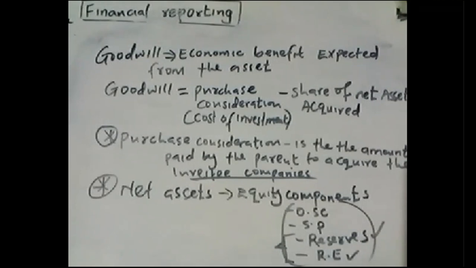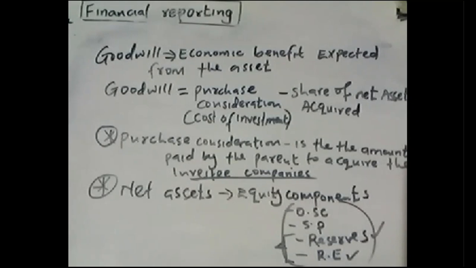We have said that goodwill is all about the economic benefit expected from an asset, which you can't separate from the business. Goodwill is the purchase consideration minus the share of net assets. The purchase consideration is the amount paid by the parent to acquire the investee companies, and the net assets are the equity components. Then the next thing I have to mention is the methods which you are supposed to use to compute this goodwill.